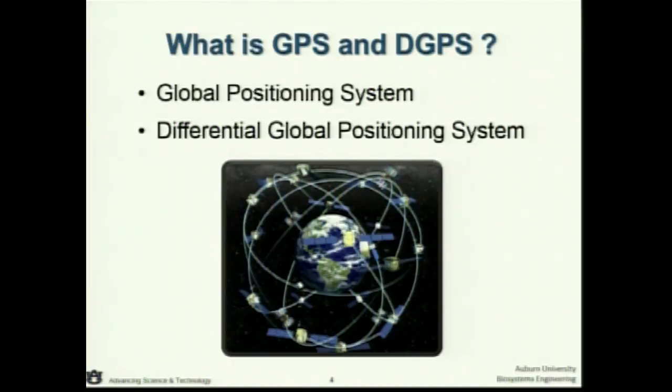So when we talk about agriculture, we're talking about DGPS, a position that has been corrected. Typically, we're at a meter or less in what we use in agriculture, so that gets us down to where we can put ourselves not only in a field, but very accurately in some cases at a point in that field over time.